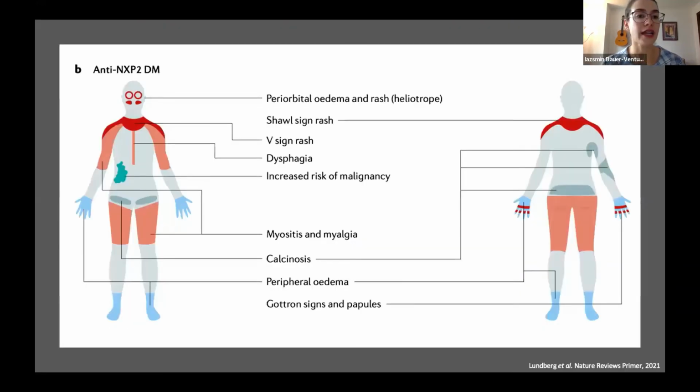Moving on to NXP2 dermatomyositis, these patients also have a greater risk for cancer. These patients don't have that much skin disease. If they do, it is mild, but they have more muscle involvement than their MDA5 counterparts, or their TIF1 counterparts.